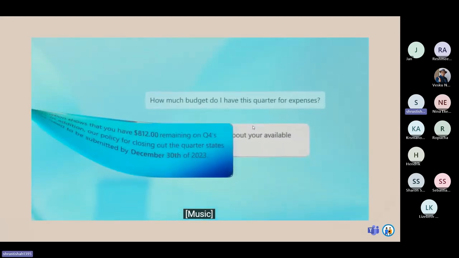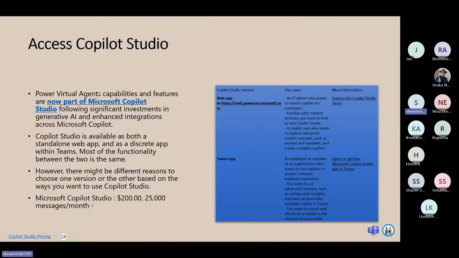You will see it in the demo, don't worry. Access, important part. Now, how you can access Copilot Studio, right? That is the utmost important part. If I want to create my own Copilots, how can I do that? You can do it in two ways: one is the web application and the other is the Teams app.